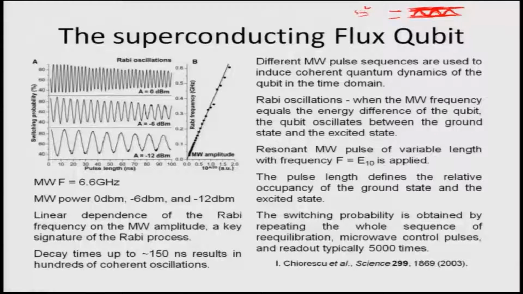The pulse length defines the relative occupancy of the ground state and the excited state, and the switching probability is obtained by repeating the whole sequence of re-equilibrium, microwave control pulses and readout, typically 5,000 times. So, this was the essential proof of the use of superconducting flux qubits.